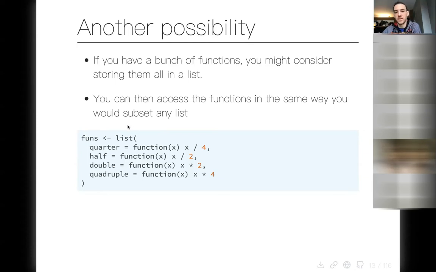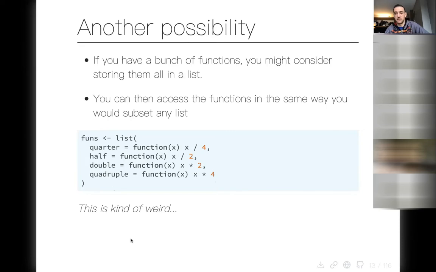So here's a very quick example. I'm creating a list here. This is a named list that has 4 elements: quarter, half, double, and quadruple. Okay, so those are the names of this list. Each of these is a function. So each of these is function(x). So they're just taking one argument, x. And for quarter, we're taking whatever x is, and we're dividing it by 4. For half, we're taking whatever x is, and we're dividing it by 2. For double, we're multiplying by 2. And for quadruple, we're multiplying by 4. Okay, so now I have this list called funs, which has 4 different functions in it.